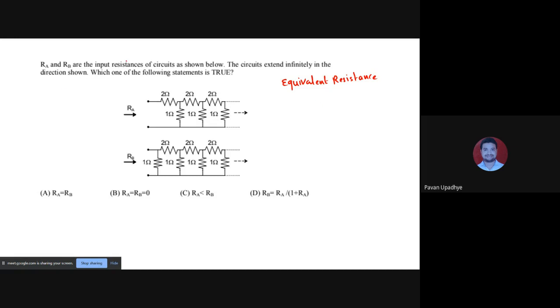RA and RB are the input resistances of circuits as shown below. Here are two circuits wherein RA is shown over here and RB is shown over here. The circuits extend infinitely in the direction shown. Look at this. These are the directions shown, and it is said that they extend infinitely in a similar manner. So what they mean is that the formation of loops by adding branches is infinite. There is no end to this.